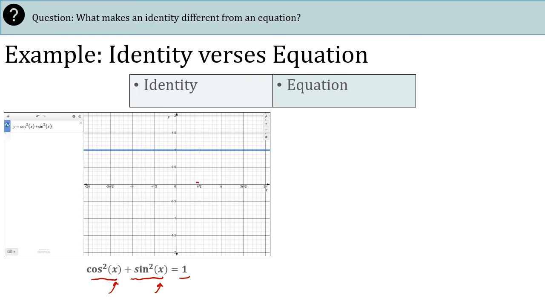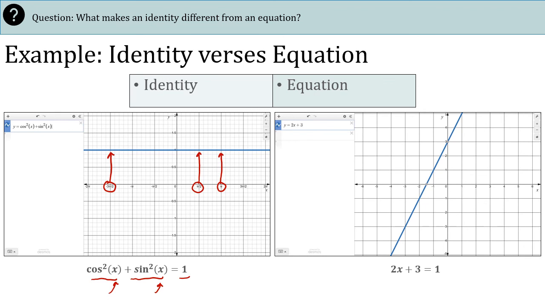So if let's say x was pi over 2, the output is 1. If I put in pi, the output is 1. If I put in negative 3 pi over 2, the output is 1. It's always 1.